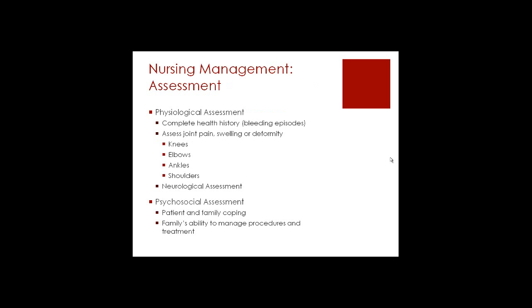Physiologic assessment will include a complete health history. We need to know all history of bleeding episodes. Definitely assess joint pain, swelling, or deformities. Neurologic assessment, psychosocial assessment is huge as well on this. So we need to assess patient and family coping and the family's ability to manage the procedures and treatment at home.